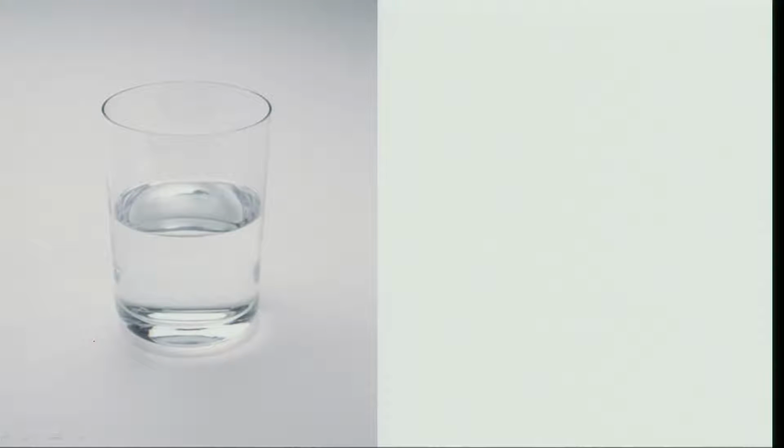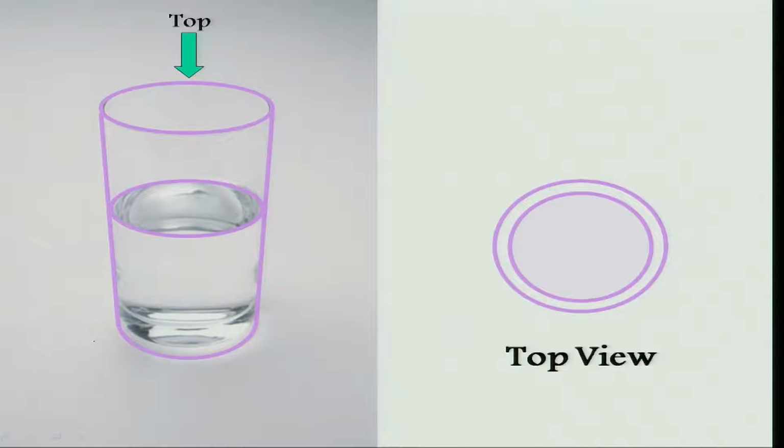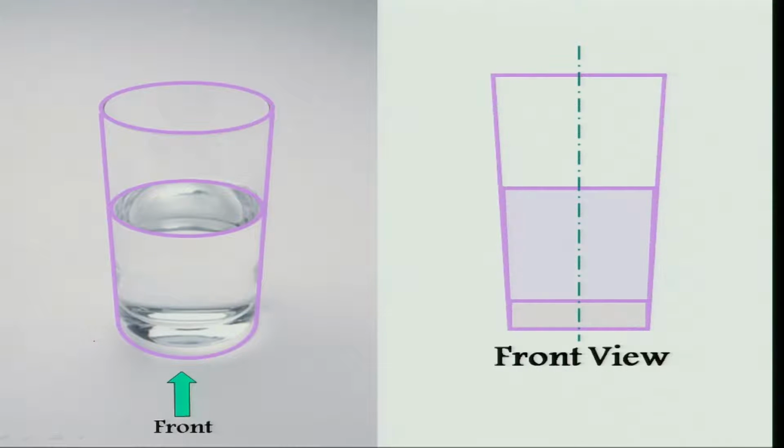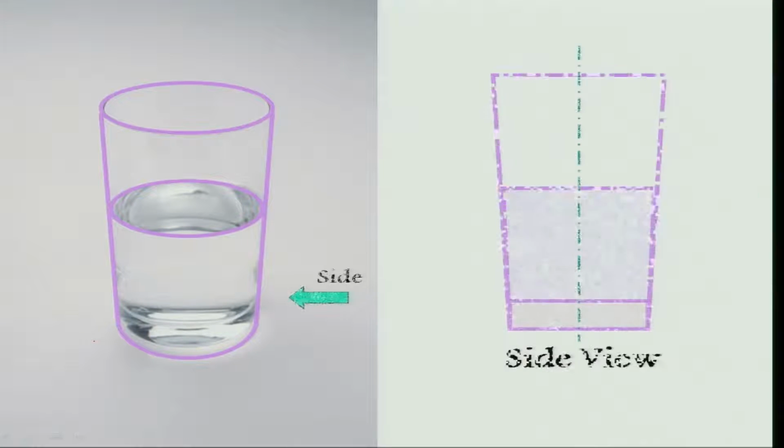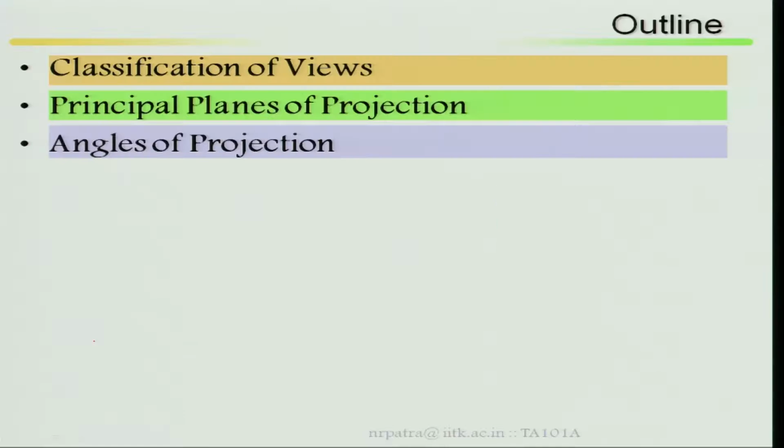So consider, for example, as I said in the beginning of the class, take a glass half full of water. If this is my glass with half full water, how does your top view look? I am looking at the top. It looks like this. Then how is your front view? I am looking from the front. How does your front view look? Then how does your side view look? These are all called views or projections, looking from top, side as well as front.